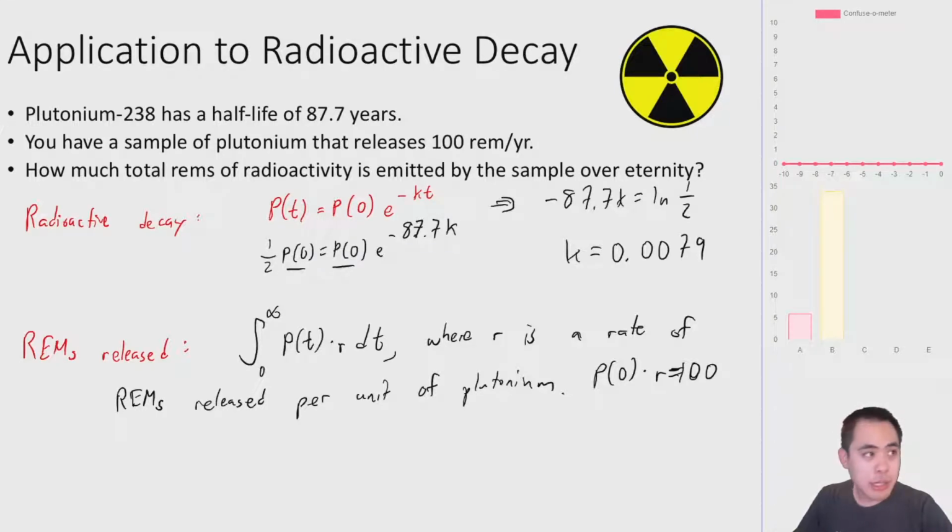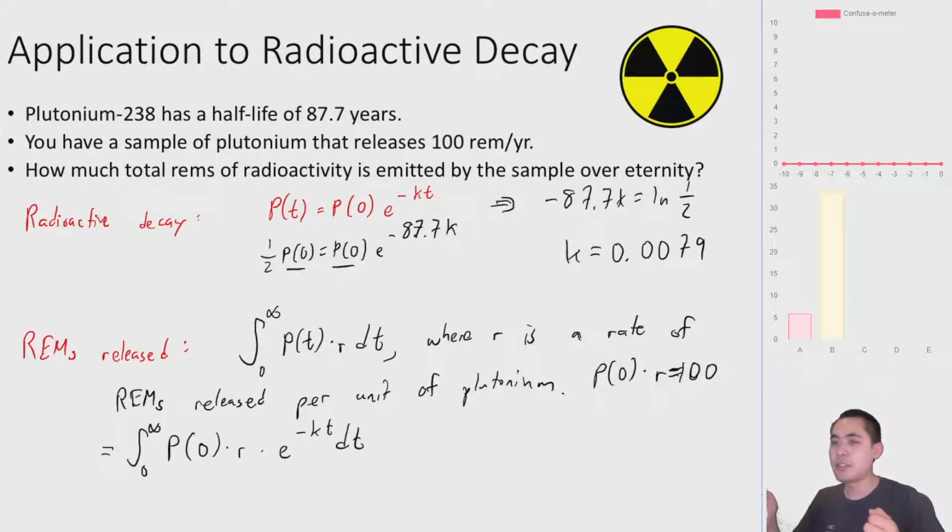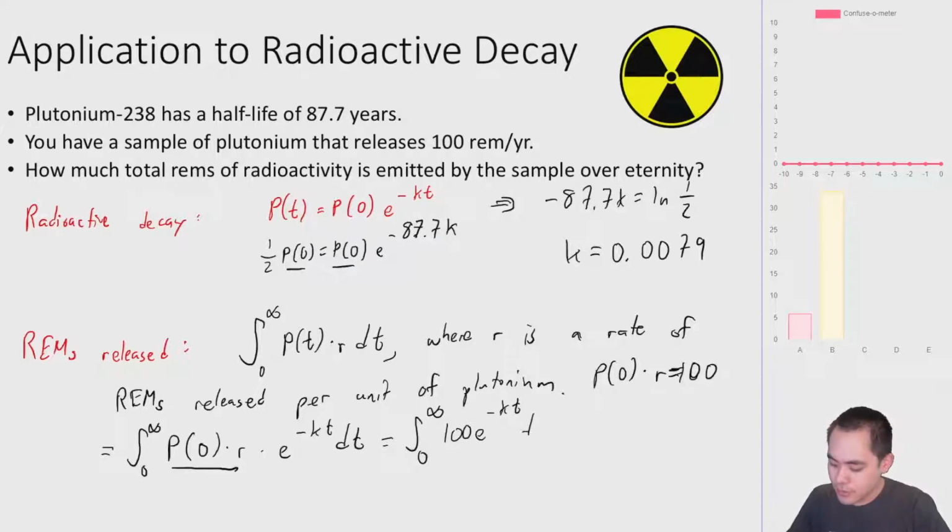Okay, so now we take the integral, and what we're going to get is the integral from 0 to infinity of P of 0 times r times e to the minus kt dt. And that's because P of t is just equal to P of 0 times e to the minus kt. And so that's equal to the integral from 0 to infinity of 100 e to the minus kt dt, because P of 0 times r is just equal to 100, which is equal to minus 1 over k times 100 e to the minus kt from 0 to infinity.